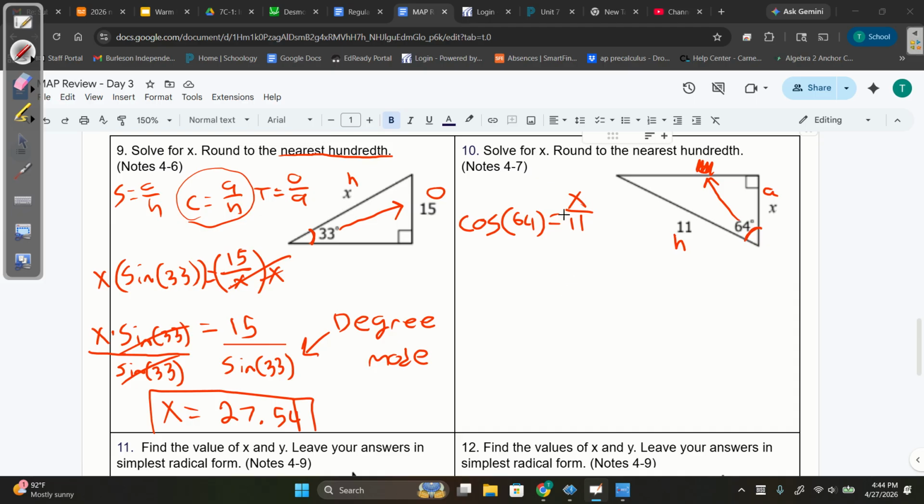We want to get rid of the fraction first, and to do that, I need to multiply by the denominator. In this case, the denominator is 11. X is by itself, so I can put this in the calculator and get 4.82.